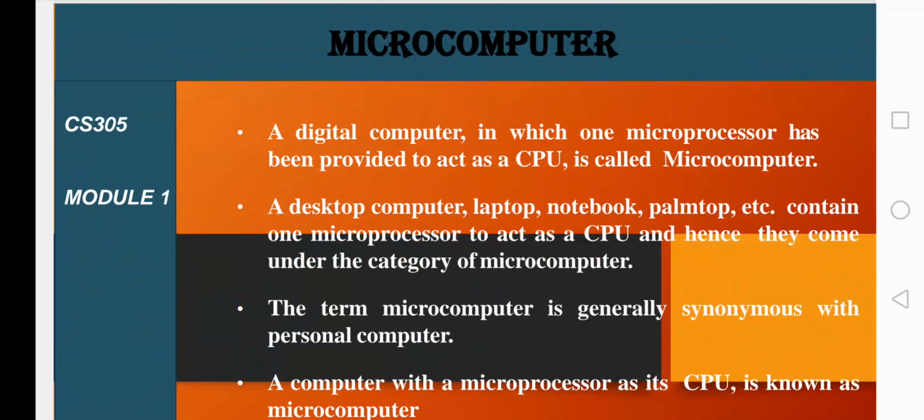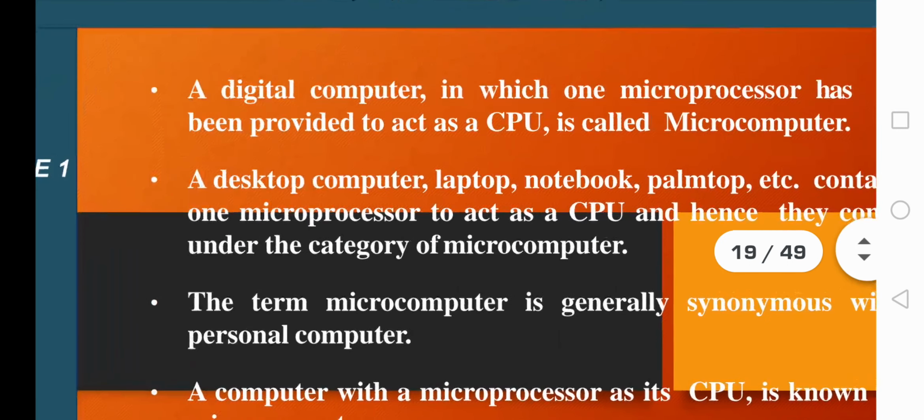It is a digital computer in which one microprocessor has been provided to act as a CPU. If you have a microprocessor as a CPU, then it is called a microcomputer. Examples of microcomputers are a desktop computer, laptop, notebook, palmtop, etc. They are all microcomputers itself.